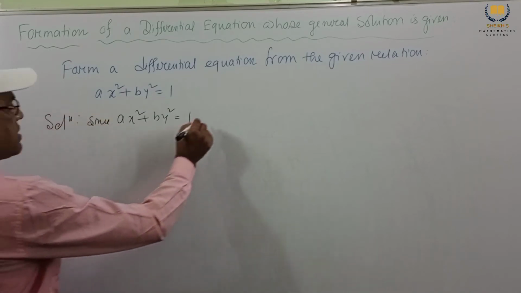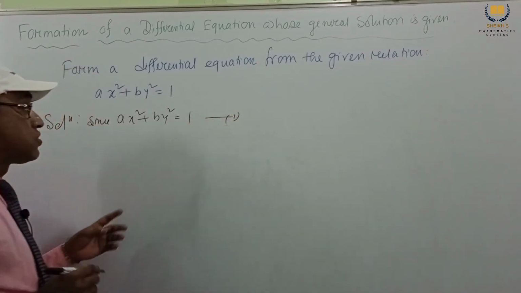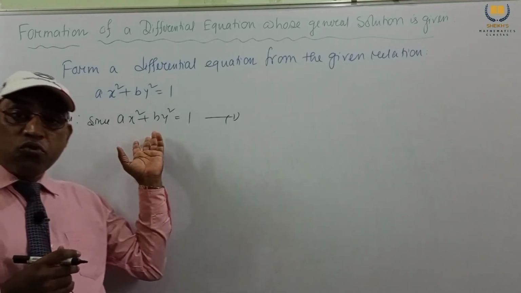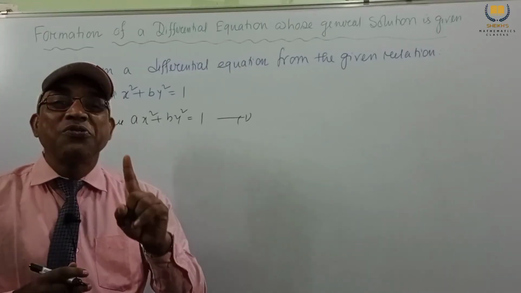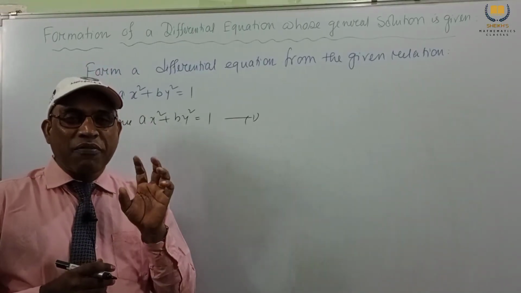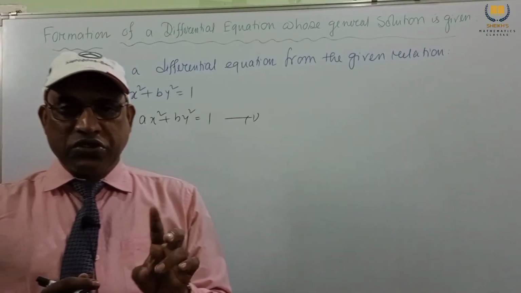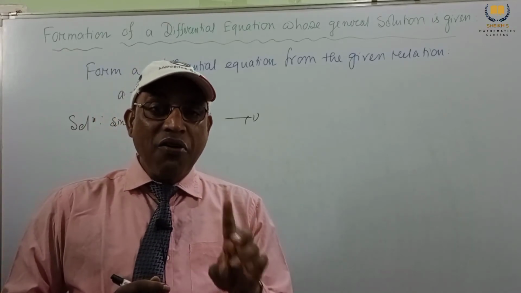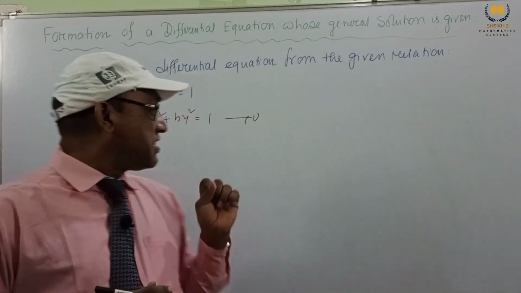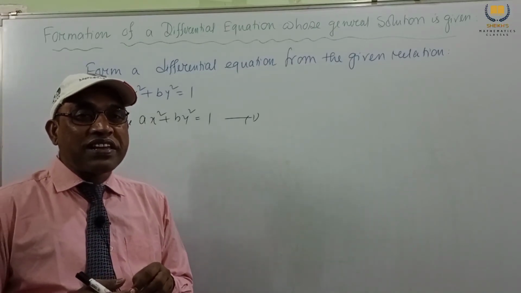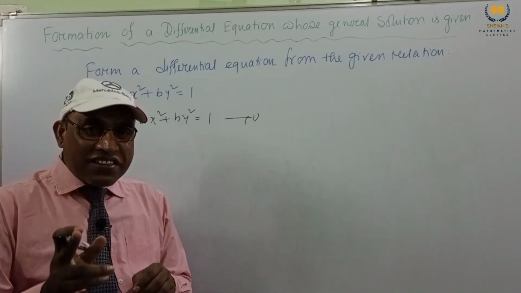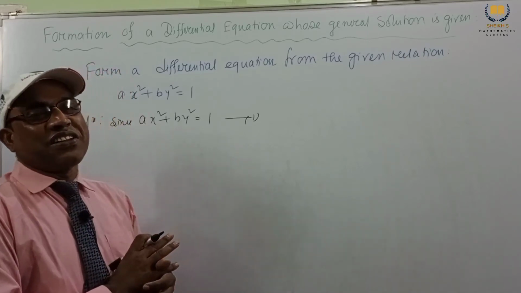So this is number 1 we consider. Here we have two arbitrary constants, so we have to differentiate how many times? Two times. After taking two times differentiation, do or die, anyhow we remove these two constants. After removing these two constants, we get an equation. This equation is the required differential equation.